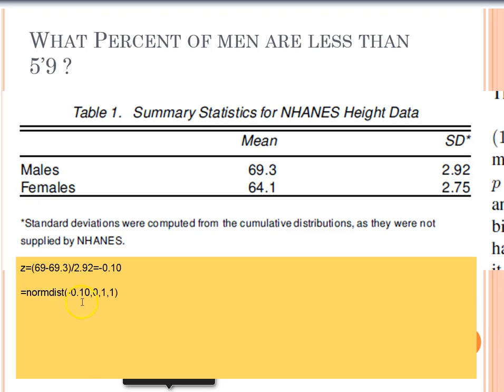So this is the formula that we're going to type into Excel. We're going to put in the equal sign, NORM.DIST for normal distribution. The first number is going to be your z-score. The second number is always going to be 0. That represents the mean of the z-scores, which we've standardized to 0. And we standardized the z-scores' standard deviation to 1. So the third number will be 1. And the last number is always going to be 1 as well.